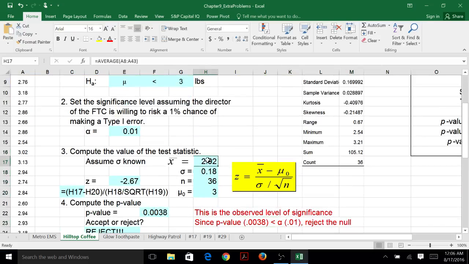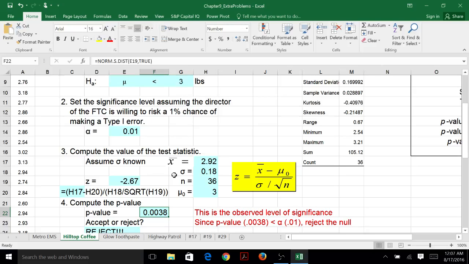In this case, 2.92 is less than 3. Uh-oh. The z statistic really is far down. It's a negative 2.67, so it's greater on an absolute value basis. It's greater than 2, so it puts us out in the uh-oh range and possibly reject.